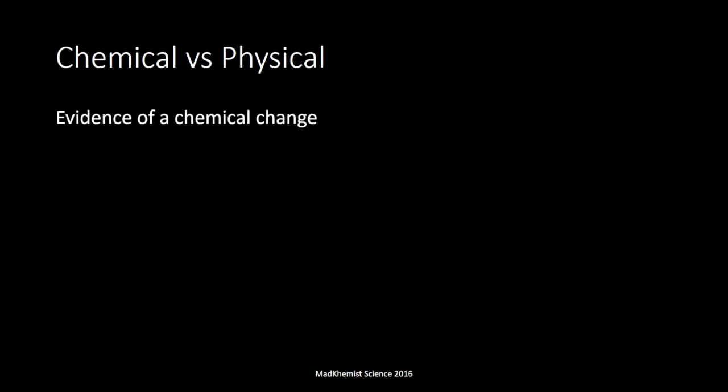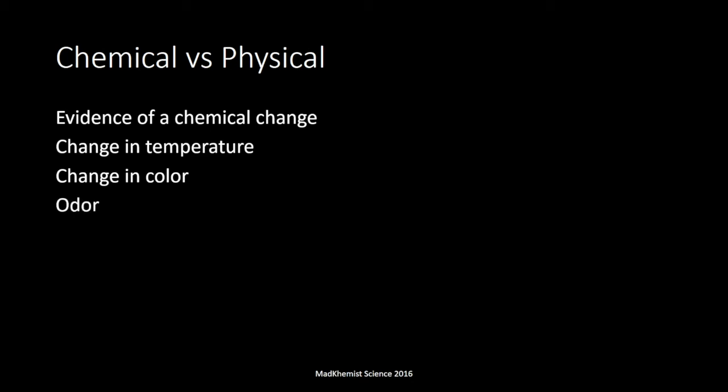We've defined a chemical change as a change in composition, but how do we know this has occurred? Well, there are a couple of clues. First is a change in temperature. It can get hotter or it can get colder. There can be a change in color. It can go from clear to bright yellow. It can have an odor. This is a significant change of odor. It will get stinky or sometimes it'll even smell good.